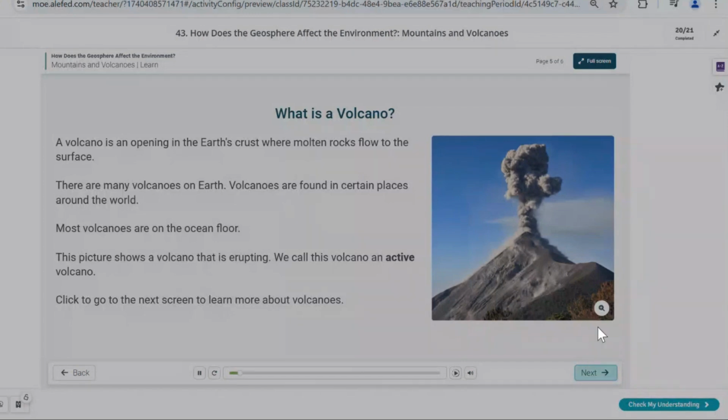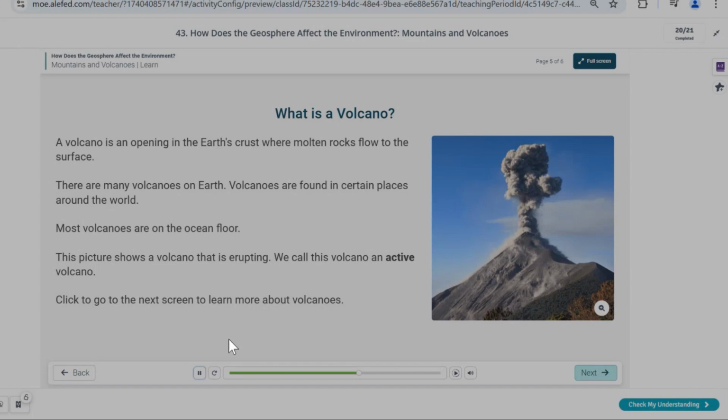A volcano is an opening in the Earth's crust where molten rocks flow to the surface. There are many volcanoes on Earth. Volcanoes are found in certain places around the world. Most volcanoes are on the ocean floor. You see, volcanoes are not only on the earth, they are also in the sea. More volcanoes are under the sea, under the ocean.